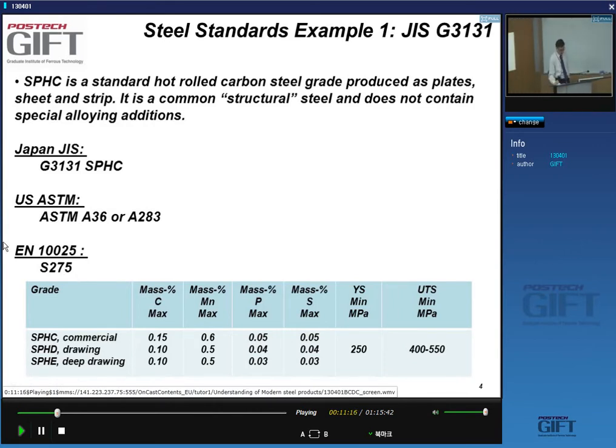So these are equivalent. If you look into this standard G3131, you will see that there are subdivisions to this grade, SPHC. You have the regular commercial, yes. You have the SPHD for drawing, and the SPHE for deep drawing. Basically, these are hot rolled grades, very similar, but depending on which one you purchase, the formability of the material will be better. How is this achieved? Well, one of the ways is by reducing the carbon content.